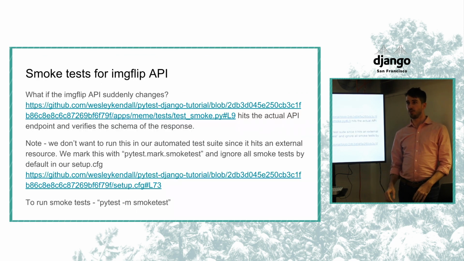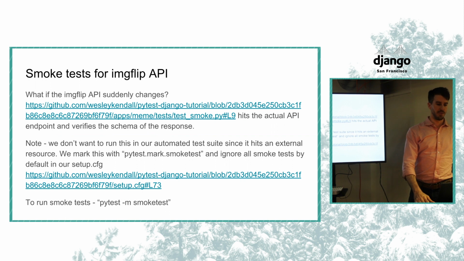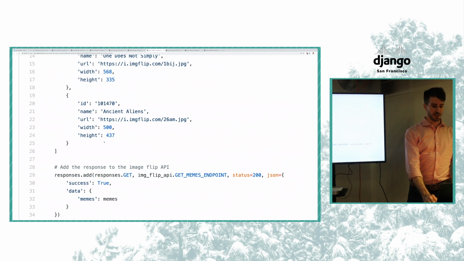But oftentimes you'll get to the point where you just really want to verify that the thing that actually calls the API is doing the right thing. And this comes down to this thing I was talking about earlier called a smoke test, where we just want to do some quick verifications of some assumptions that we make. So I have an example of some smoke tests here, where, what if the ImageFlip API suddenly just changes?